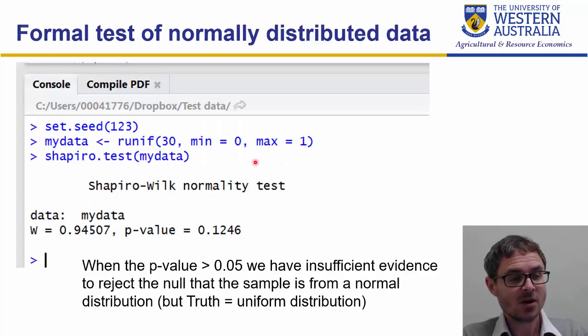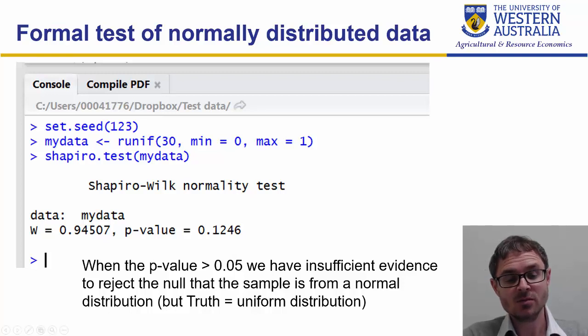If I go here, you'll see that I've run runif, which generates random numbers from a uniform distribution, 30 of them between 0 and 1. I've set my random number generator to a start so that I can reproduce the results. And then I've conducted a normality test on this data, and you can see that the p-value is above 0.05.